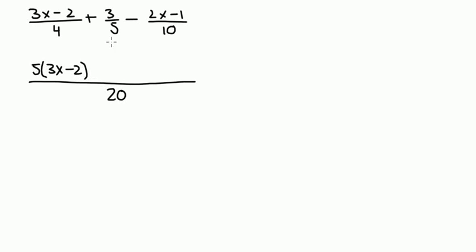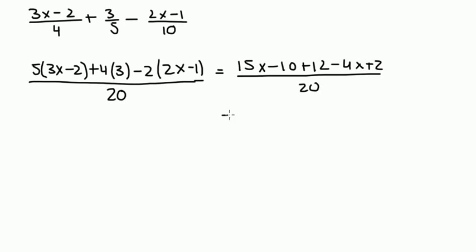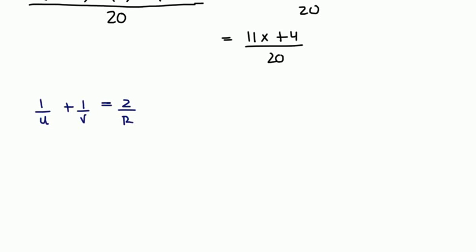So we multiply 5 by 3x minus 2. In order to change 5 to 20, we multiply it by 4, so we have to do the same thing on the top. In order to change 10 to 20, we multiply it by 2, so we have to do the same thing on the top. Just be careful with the minus, it's going to be minus 2 by 2x minus 1. And now we just simplify the top, everything over 20. So to simplify further, 15x minus 4x gives us 11x. Minus 10 plus 12 plus 2 is going to give us plus 4. And that's over 20.